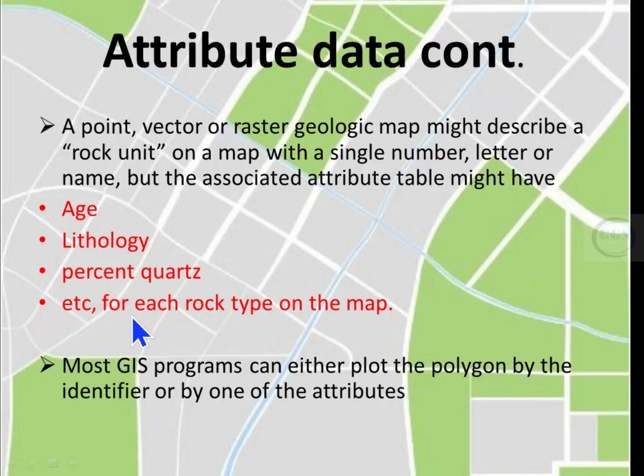And one of the important uses of attribute data is that attribute data can be used to represent the phenomenon or the feature. For example, you may want to represent the rocks and group them together, so that all those rock units that have the same age are grouped together, or all the rocks that have a range of mineral contents are grouped together and represented by a single color. So this is one of the uses of attribute data.